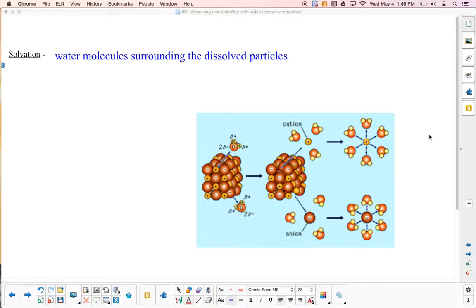You will be asked on your test to draw a picture of ions that have been solvated by water, so make sure that you understand this process.